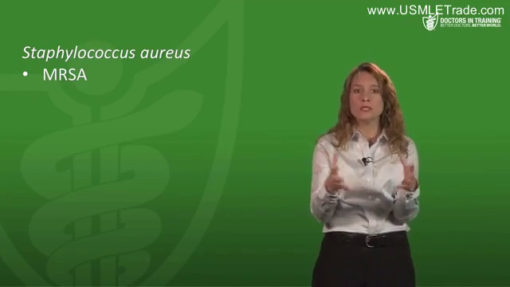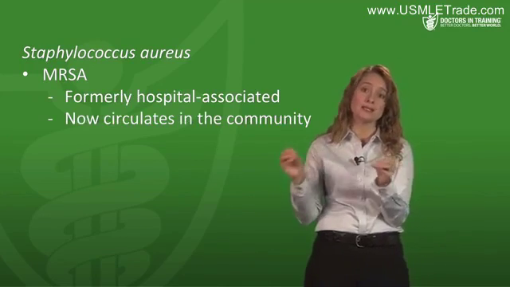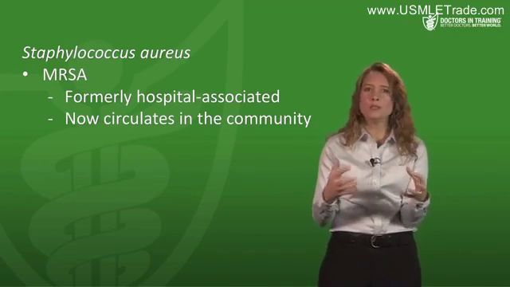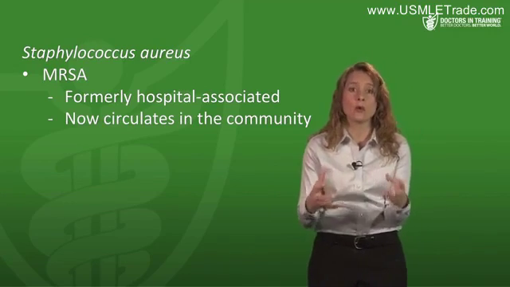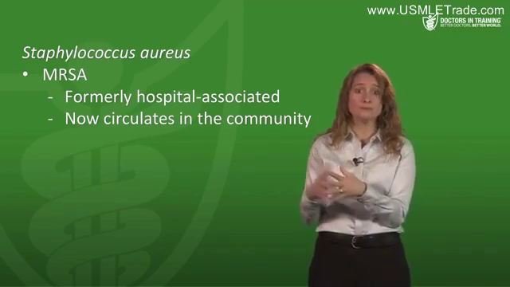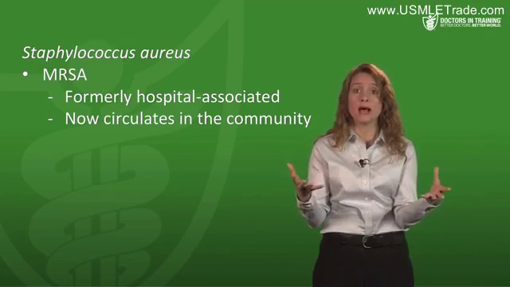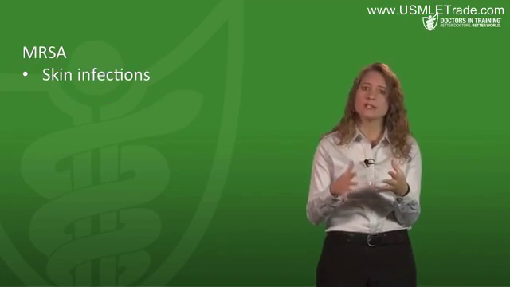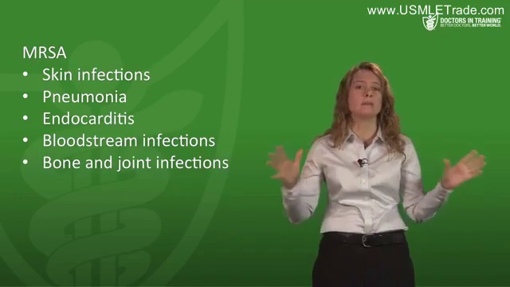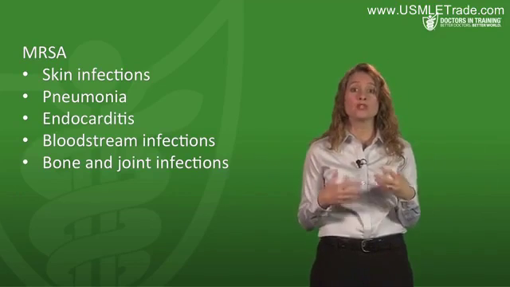Anyway, this bacterium used to be more of a hospital-associated organism, but now there's a type that circulates in the community. It causes a lot of skin infections, including rapidly worsening skin abscesses that frequently require surgical debridement. But whether or not the Staph aureus is methicillin resistant, the organism has a lot of virulence factors, and it's a major cause of morbidity and mortality in humans. It's a cause of skin infections, pneumonia, endocarditis, bloodstream infections, bone and joint infections, among others. One thing that we mentioned in an earlier lecture is Staph aureus' ability to produce toxins.